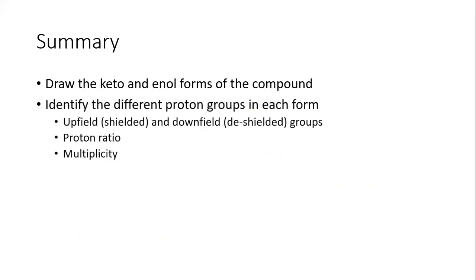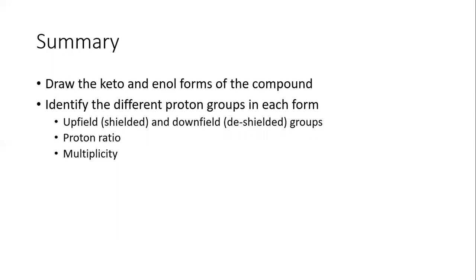Okay, so in summary, the first thing you have to do is be able to draw the keto and enol forms of the compound that you have, and you have to do it properly. Sometimes the substituent can be in the alpha position, sometimes it's in the gamma, so you have to know where the location of the substituent is, if there is any. Second, you need to identify the different proton groups in each form. And you have to understand whether the protons will be upfield or downfield, based on whether they are close to an electron withdrawing group or not.